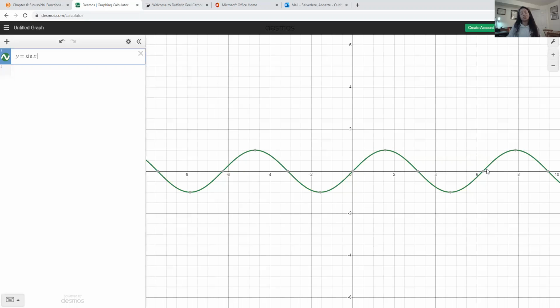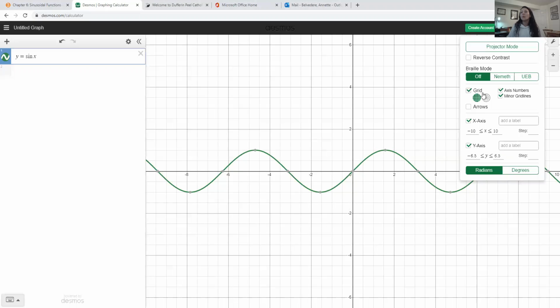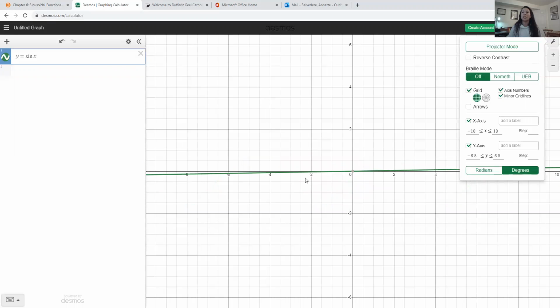So just like you would make sure that your calculator is in degree mode, when you are graphing, make sure your Desmos graph is also in degrees. You can fix that simply by coming up here into the top corner into the settings section. When you scroll to the bottom, you'll notice there is a degrees button. If you click degrees, it automatically changes it.